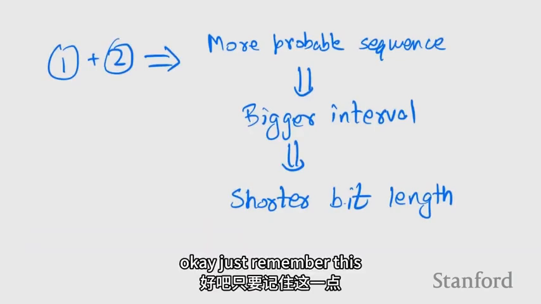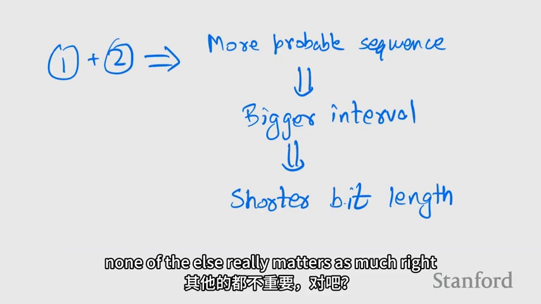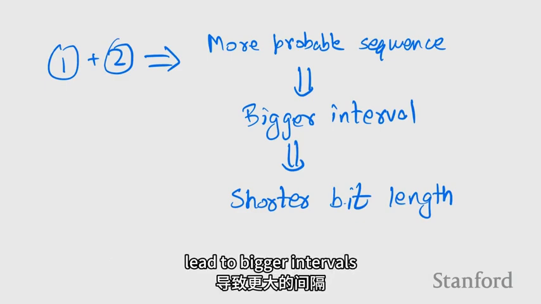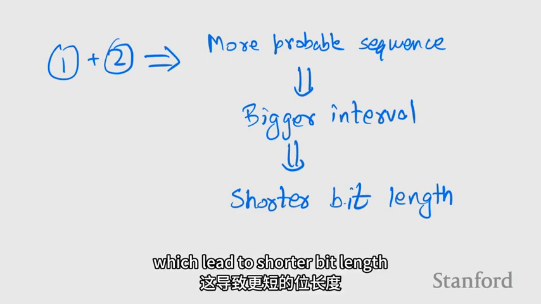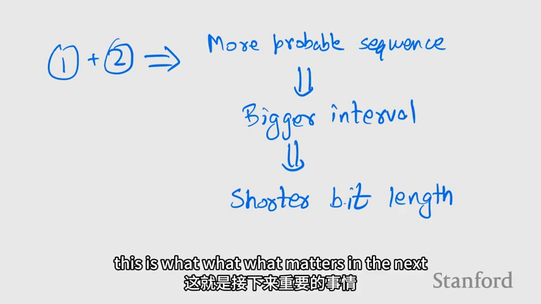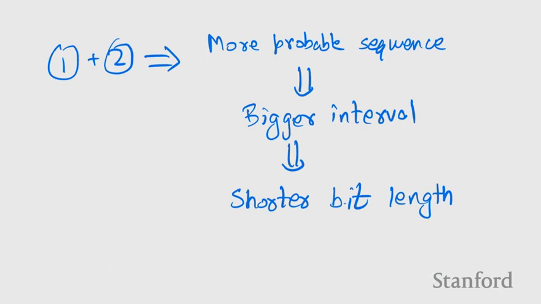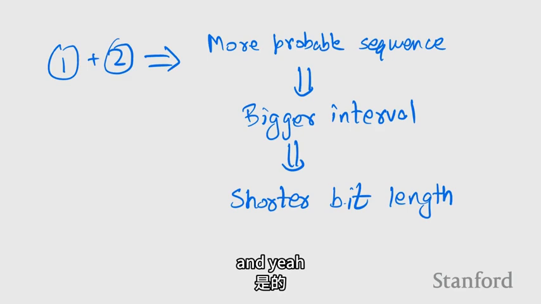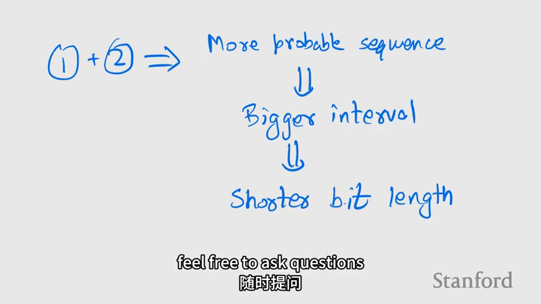Before I leave, just remember this. None of the rest really matters as much. The main point is that more probable sequences lead to bigger intervals, which lead to shorter bit lengths. This is the takeaway, the intuition behind arithmetic coding. Feel free to ask questions. Thank you.